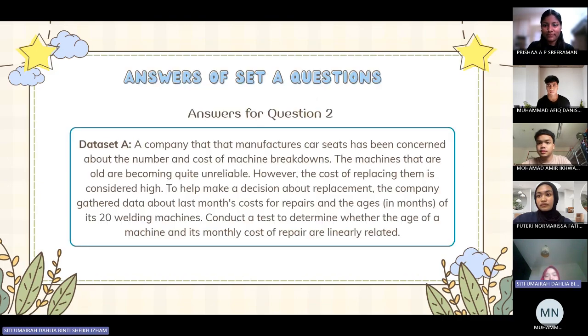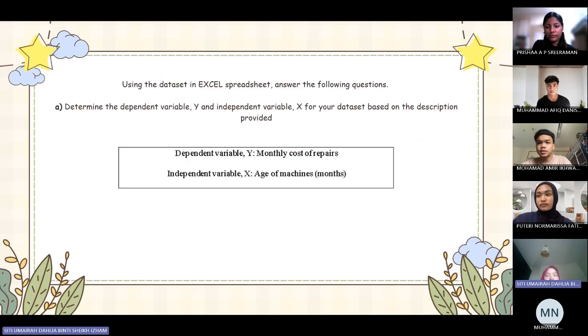Okay. Hi everyone, I am Umaira. Today I'll be explaining question 2A and B. Based on our understanding of the question, the company is concerned that older machines might be becoming less reliable and cost more to maintain. To help decide whether or not to replace them, they collected data on 100 welding machines, recording the age of each machine in months and the monthly cost of repairs for each one.